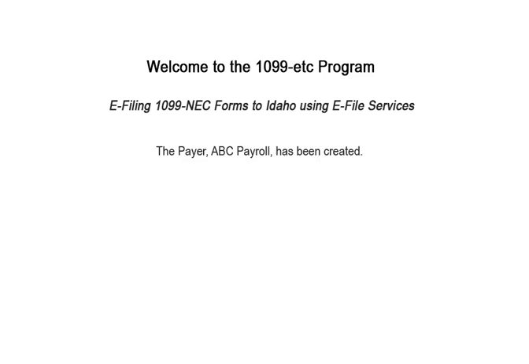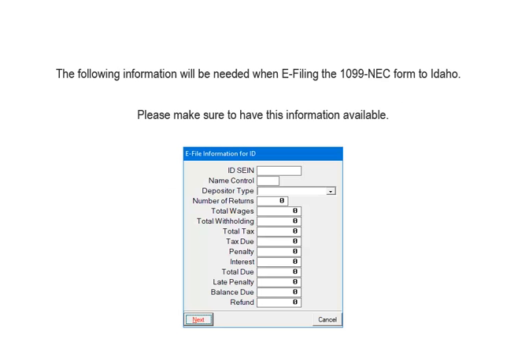To begin, the pair ABC Payroll has been created, and the 1099 NEC form data has been entered. The following information will be needed when e-filing the 1099 NEC form to Idaho. Please make sure to have this information available.